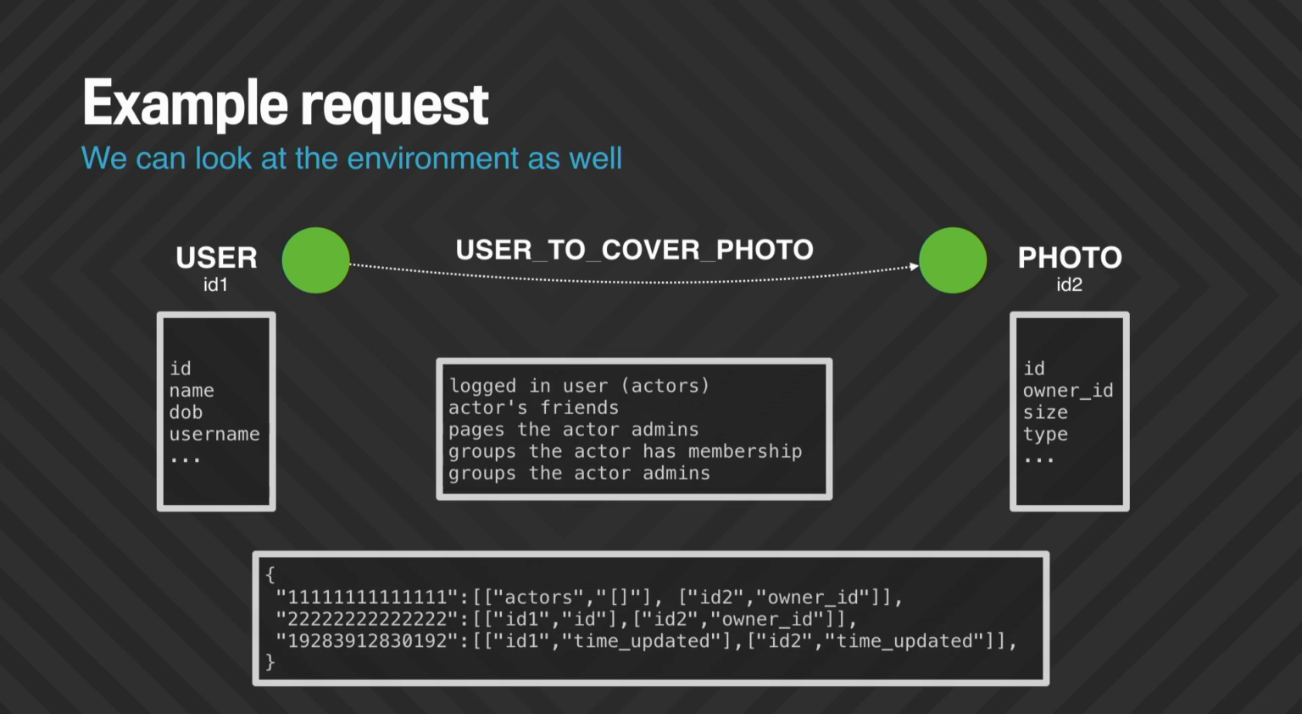Another interesting thing that we look at is not just the fields of both objects. We also look at the environment of where the request is being made. You can have a logged in user, which we call the actor. We look at all of the IDs of the actor's friends, the pages that they admin, the groups that they have membership in, the groups that they admin. It's just a bag of IDs, right? And we can check them against all of the other IDs and all their values, it doesn't have to be an ID, that we see on both objects. So we can create a huge list of the values that are equivalent like this.